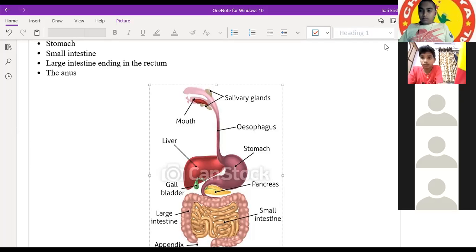Good. Sir, and amoeba takes the food by pseudopodia. The pseudopodia extend and take in the food, and then it eats, sir. Okay, good.